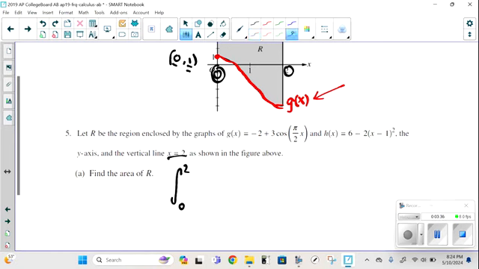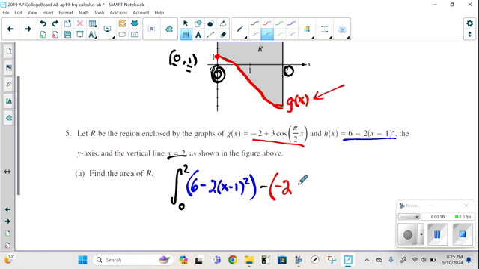The top curve, which is 6 minus 2 times x minus 1 squared. All right, this is the top curve, minus the bottom curve, which is -2 plus 3 cosine of pi over 2 times x. And this is all the same dummy variable dx.